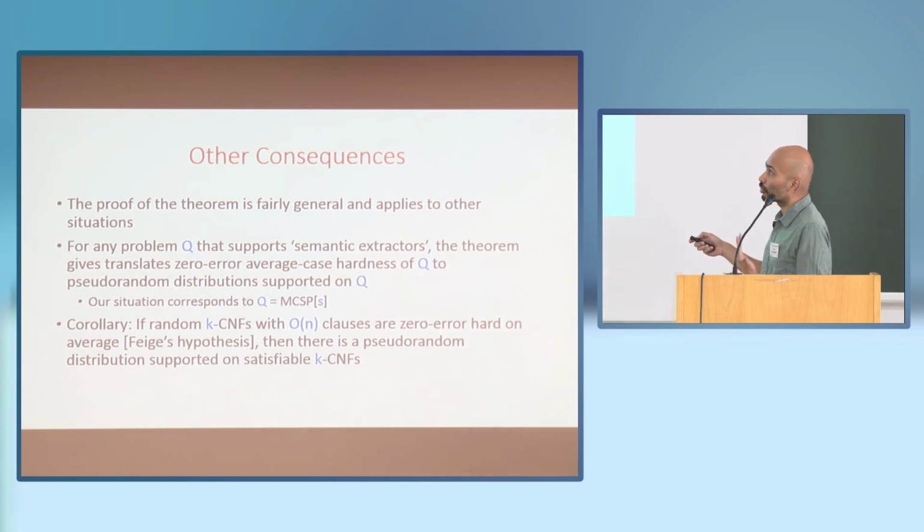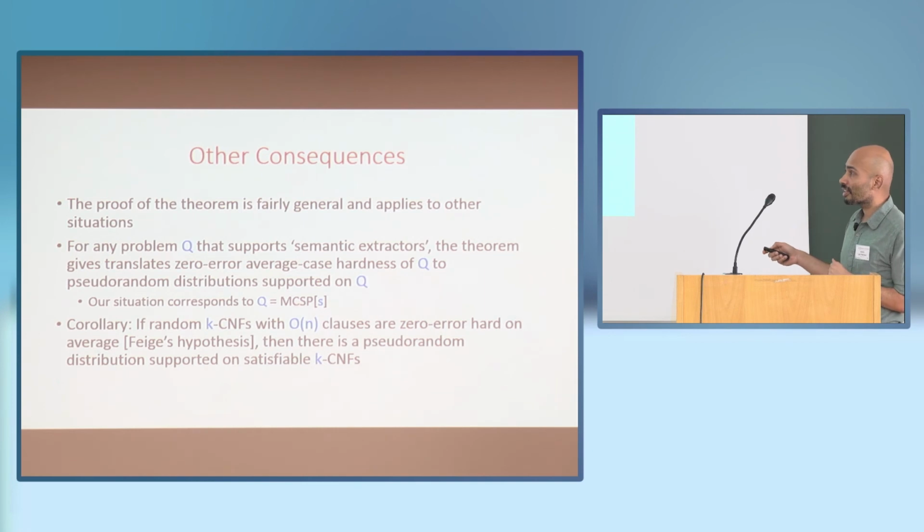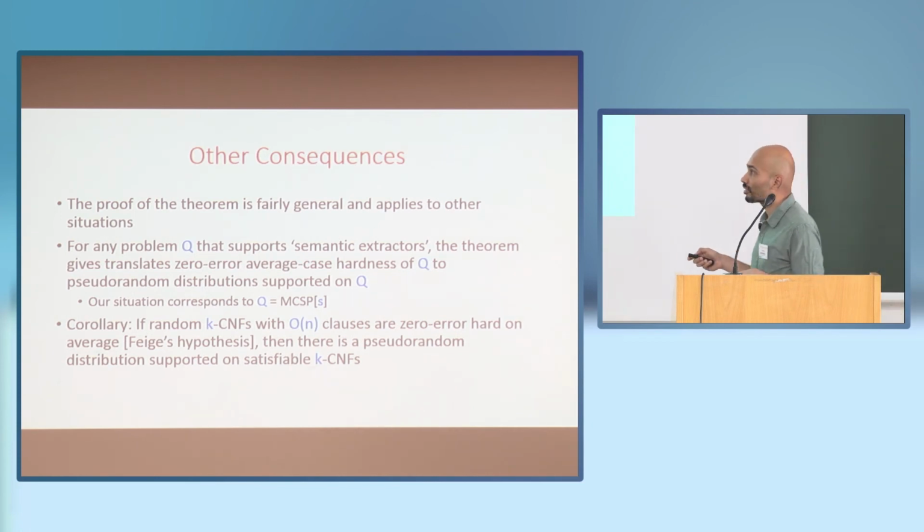Our situation corresponds to the Q which is MCSP of S. But in fact, we can even apply this to random k-CNFs. If random k-CNFs with a linear number of clauses are zero-error hard on average, which is essentially the same thing as Feige's hypothesis, then there's a pseudo-random distribution supported on satisfiable k-CNFs.